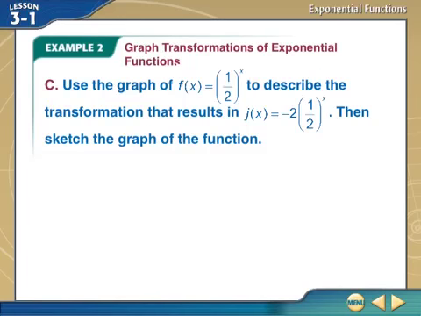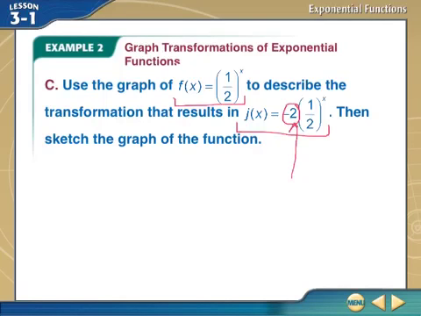In example 2 part C, we're asked to use the graph of the same parent function we've used in part A and part B to describe the transformation that results in the function j of x, which is negative 2 times 1/2 to the x. If you remember from chapter 1, anytime we multiply by a number in front of our function, that vertically expands our graph as long as the number I'm multiplying by is greater than 1.